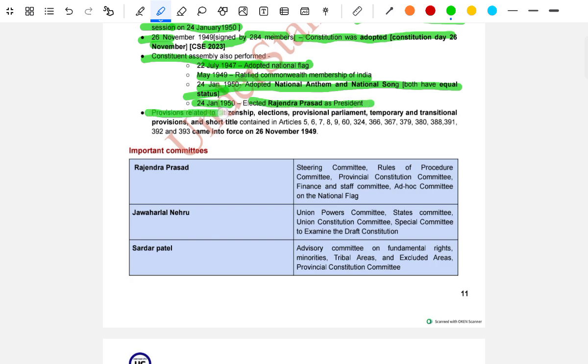Provisions related to citizenship, elections, provisional parliament, temporary and transitional provisions, and the short title, contained in articles 5, 6, 7, 8, 9, 60, 324, 366, 367, 379, 380, 388, 391, 392 and 393, came into force on 26 November 1949.